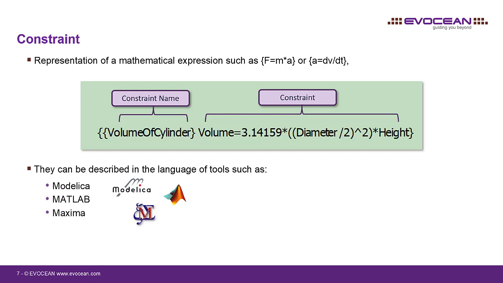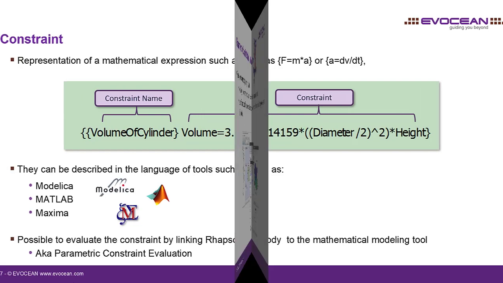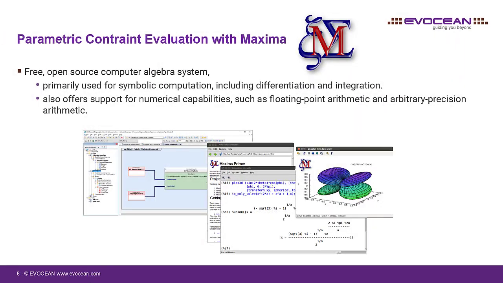Because once you have created a model with such a language in Rhapsody, you can directly connect to these mathematical modeling tools to evaluate the constraints. For example, have a result calculated based on input parameters in your model. This concept is also known as Parametric Constraint Evaluation. And this is exactly what I'm going to show you today. In this video, I will take Maxima, which is a free open source computer algebra system. Besides symbolic computation, it has many other capabilities and can be used in many use cases.